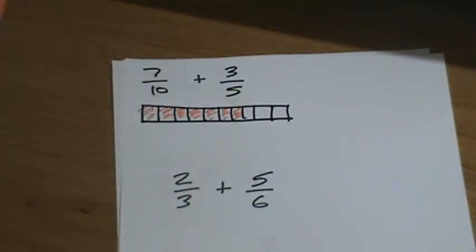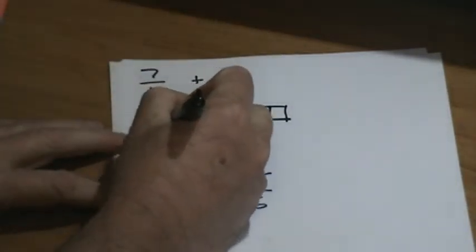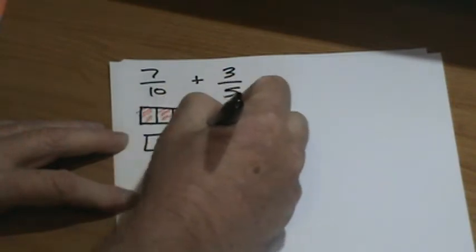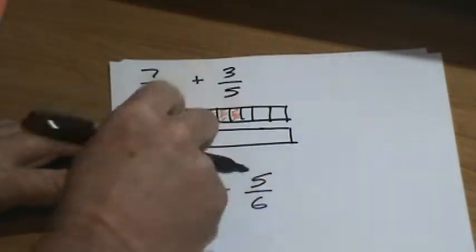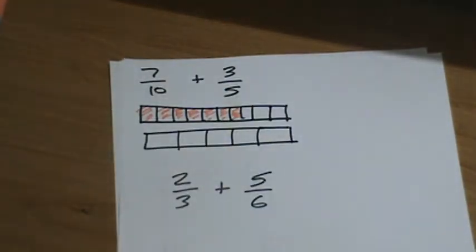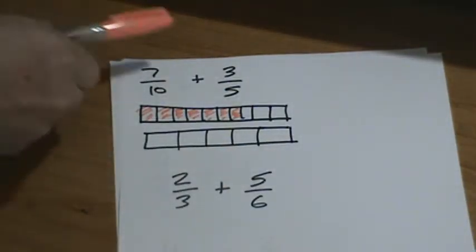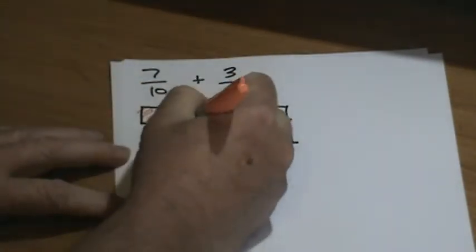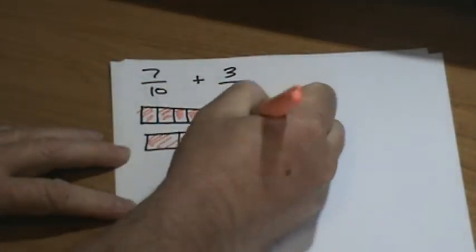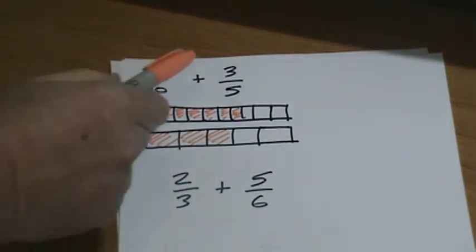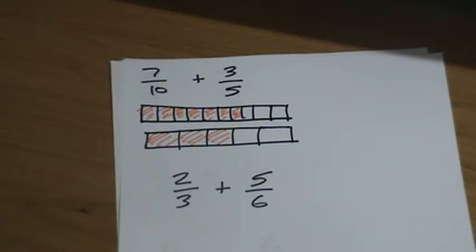Okay, let's do our 3/5. Try to make them the same size. So I'm going to break this into 5 pieces. 1, 2, 3, 4, and 5. And our numerator is 3, so we'll shade in 3. Showing 3/5. Now, what we need to do is we need to make these fifths tenths.